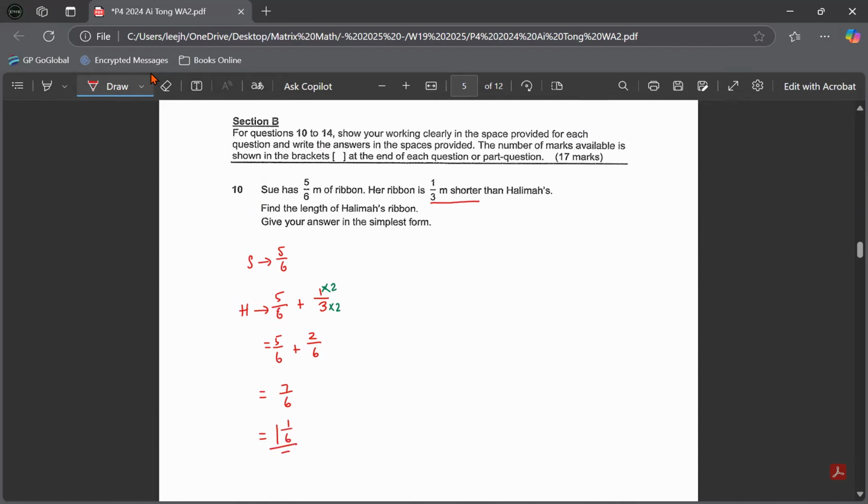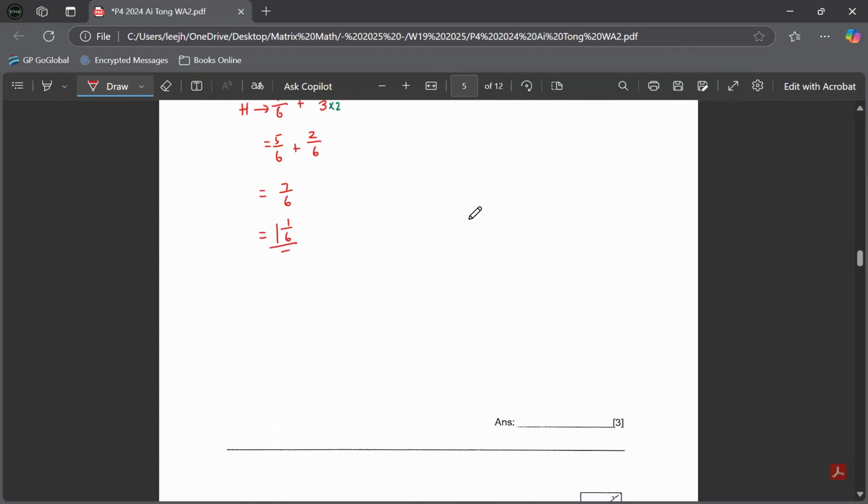So I want to find the length of Halima's ribbon. This is your answer. You cannot simplify this fraction anymore. This mixed number. So answer is 1 whole 1/6 meter. Question 11.